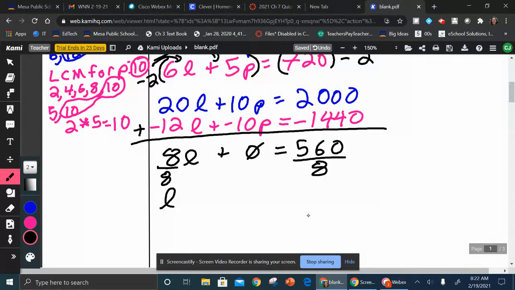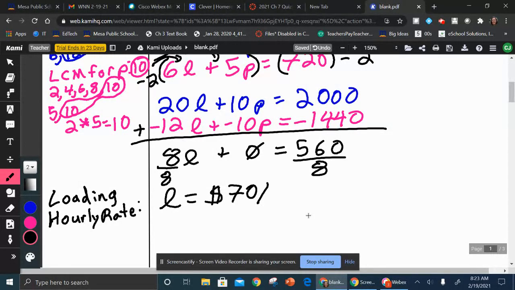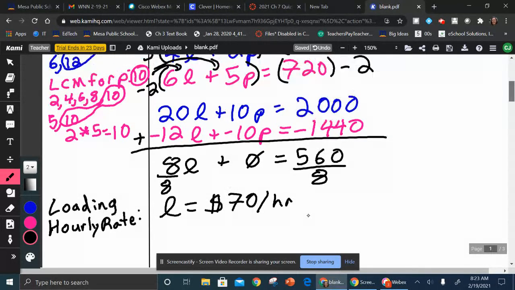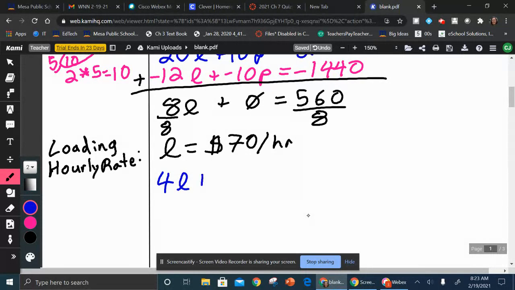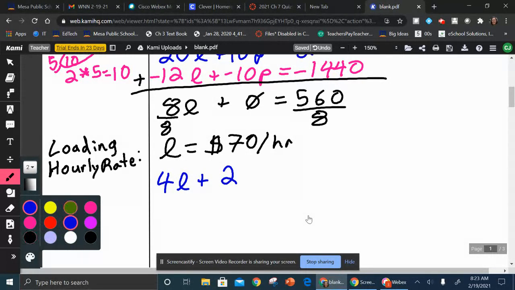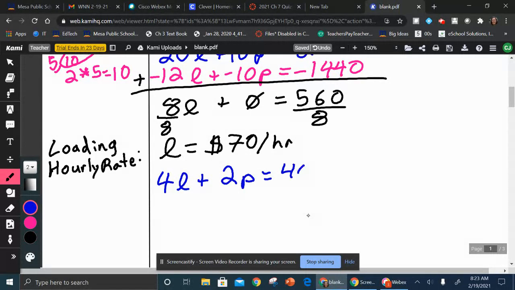So the loading hourly rate is $70 per hour. To solve for the packing rate, I can just substitute it back in. So I'm going to substitute it back into the first one. So 4L plus 2P is equal to 400. I'm going to substitute in.